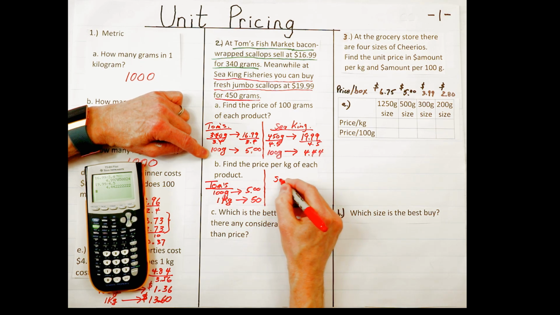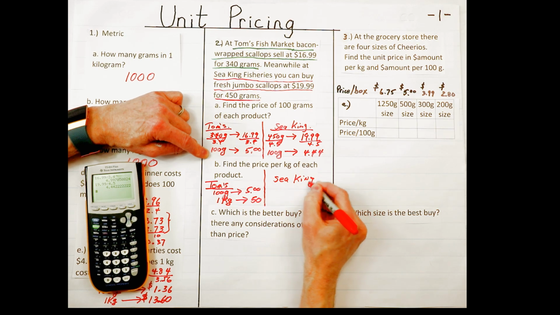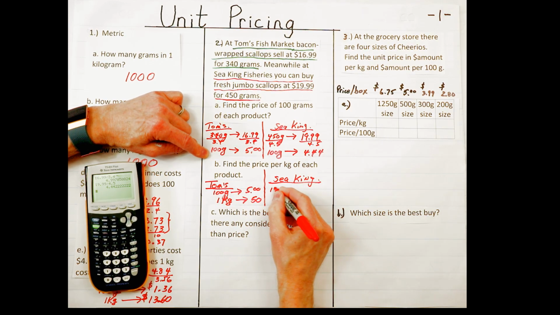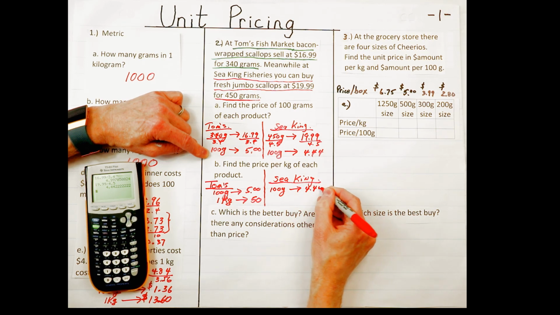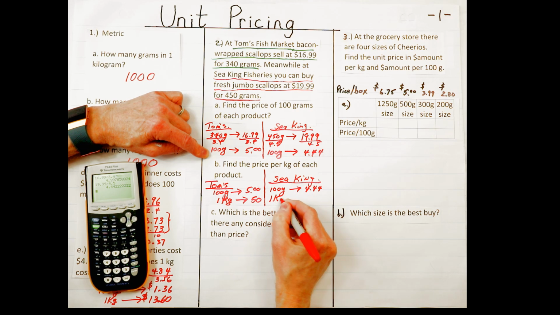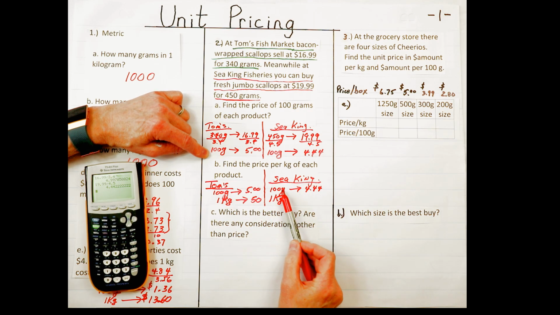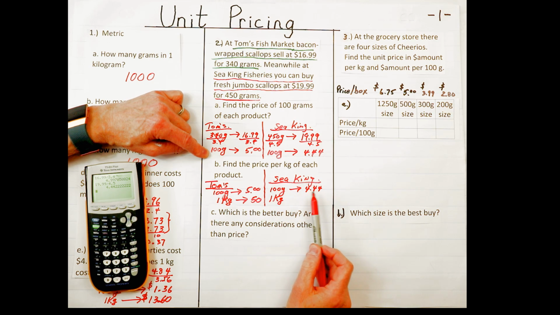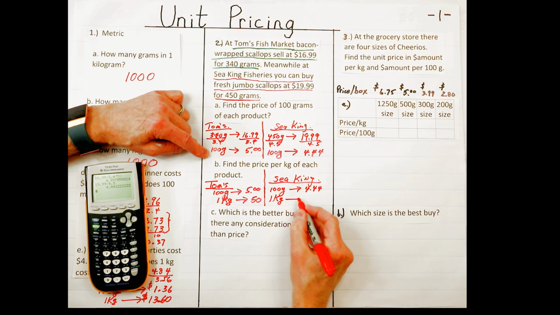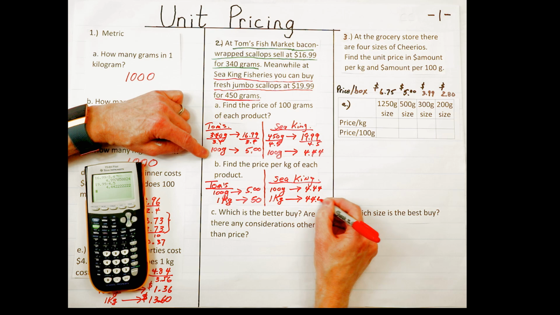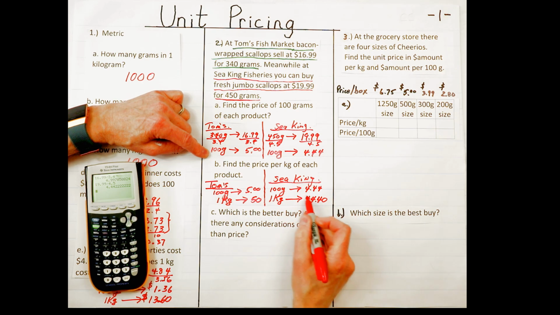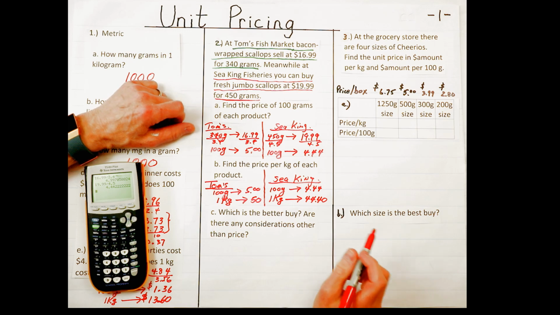Now, what about Sea King? For 100 grams, it's $4.44. So 1 kilogram, let's say this again. 1 kilogram is 1,000 grams. How do you go from 100 grams to 1,000 grams? Multiply by 10, right? So the price is going to be $4.44 times 10, which is $44.40. So I don't have to write the dollar sign in each time, you guys know.